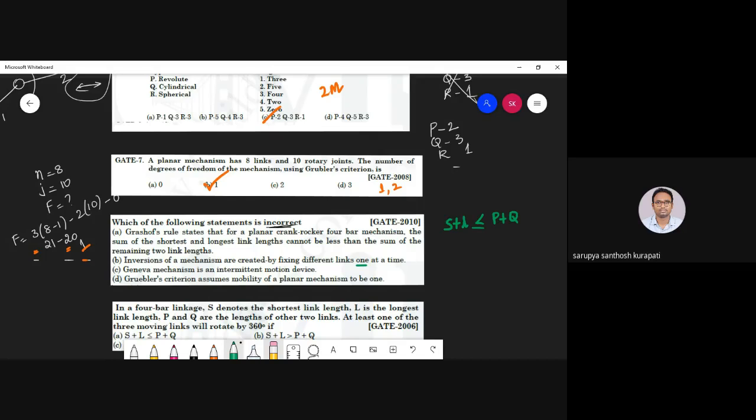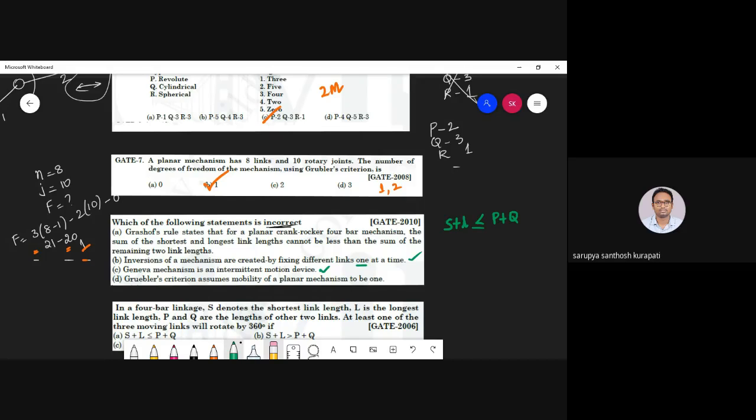So is it correct or wrong? Correct, sir. Yes, correct. Next, the Geneva mechanism is an intermittent motion device. You don't have Geneva yet, I'll tell you in the next chapter where we are going to discuss this. So basically it is also correct.